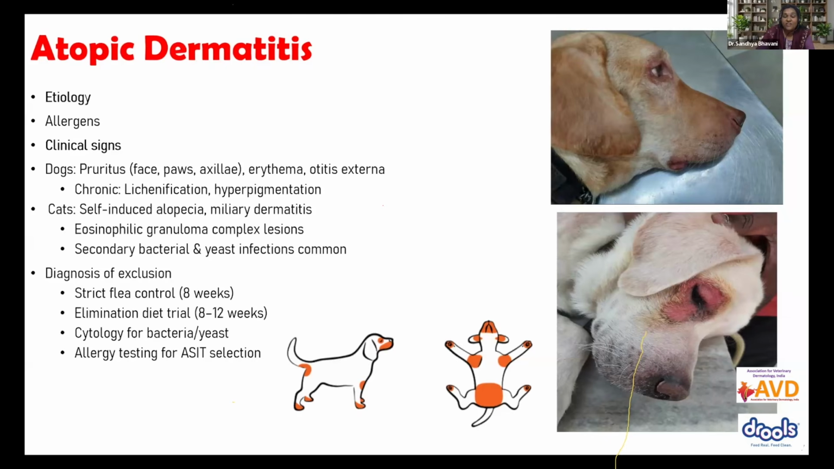So it is a diagnosis of exclusion. You have to exclude all other disorders, and then you have to go for a flea control trial, an elimination diet trial, then go for cytology, bacteria, give medication. Then only you can confirm whether it is atopy or not. And also you can go for allergy testing if it is feasible in your area.